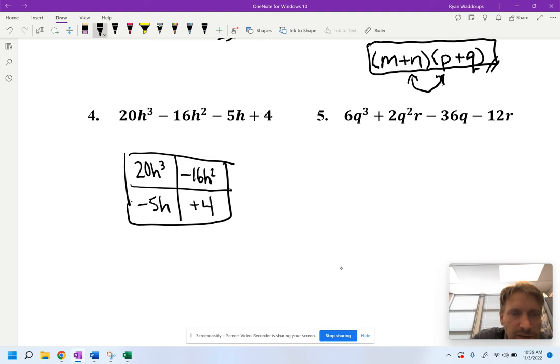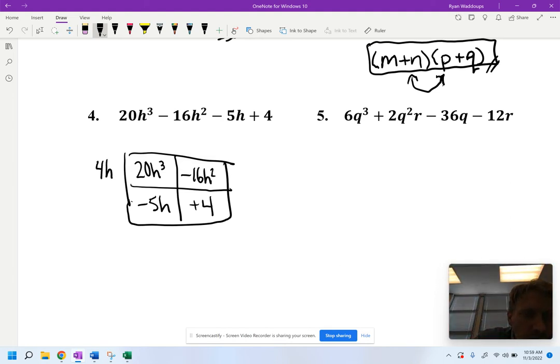And the greatest common factor for the top row would be 4h squared. And the bottom row would be, since minus 5h and 4 have seemingly no factors in common, remember, they always have 1 in common, so there's 1. And 20h cubed and minus 5h have 5h in common. And negative 16h squared and plus 4 have a 4 in common.